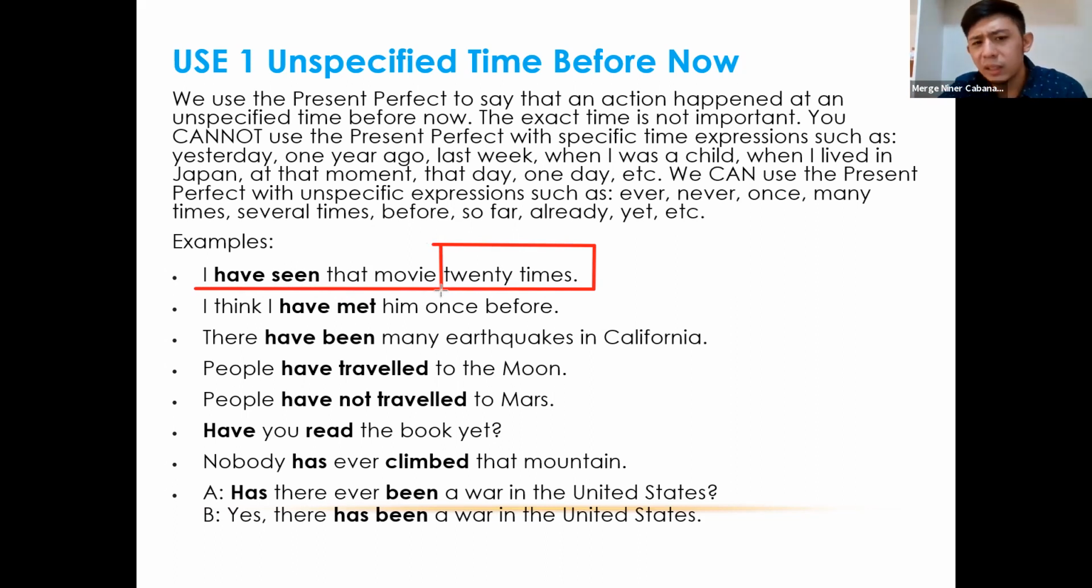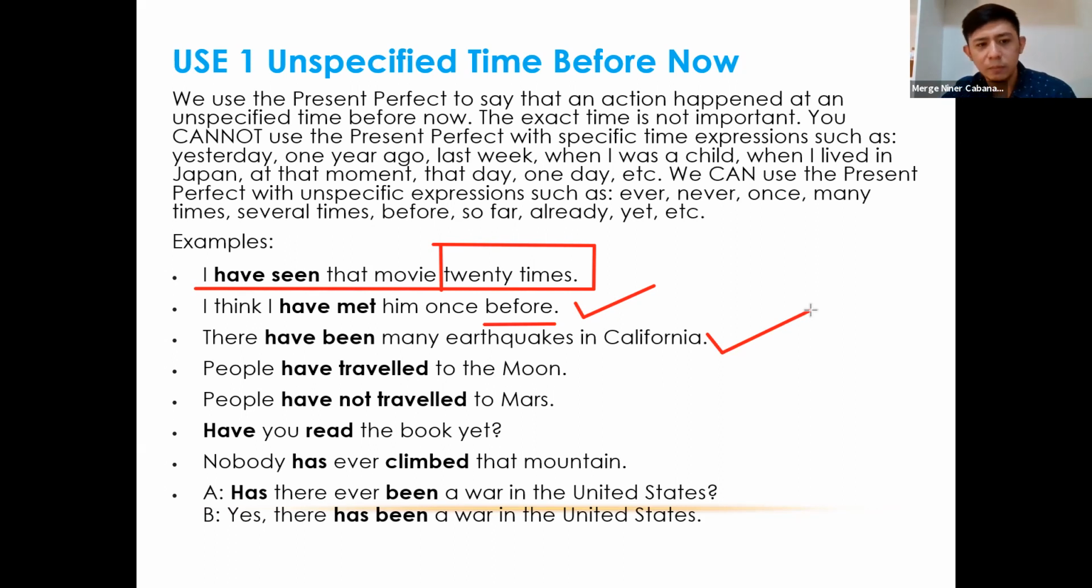I think I have met him once before. Before, when is this before? Is it last week, last month? I don't know. This is an unspecified time. So the use of I have met is still correct. There have been many earthquakes in California. That's true, but I didn't specify when those earthquakes happened. So the use of your present perfect tense is also accurate here.